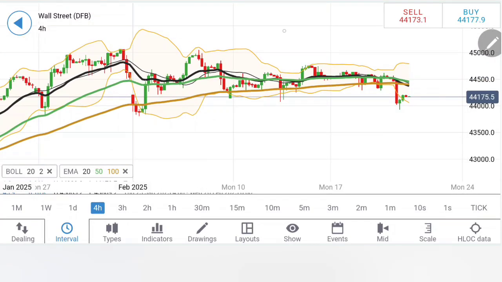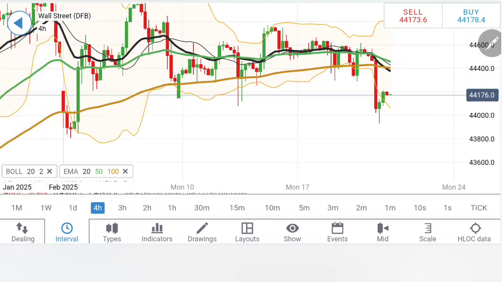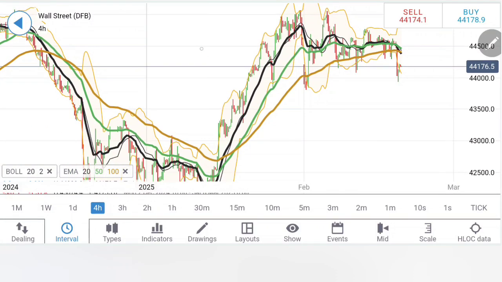On the 4-hour charts, the observation is similar, showing signs of retracement, trying to erase some of the losses here. Moving averages here are trading with good bearish momentum. Now see, this bearish cross is coming after a long time.